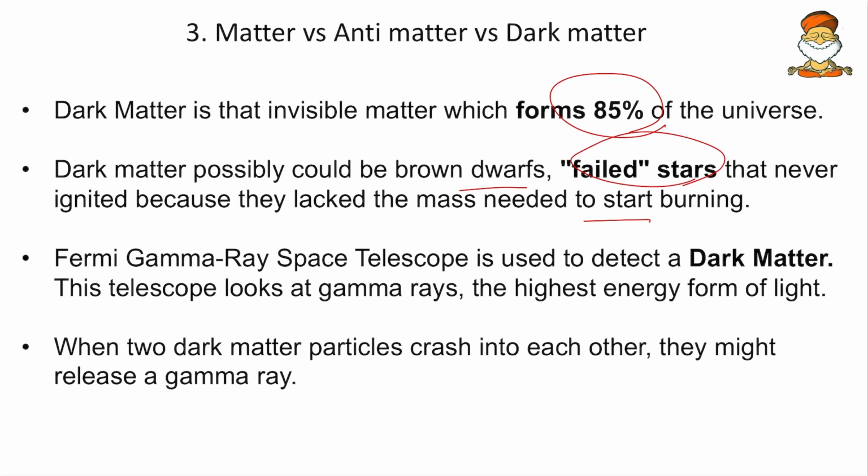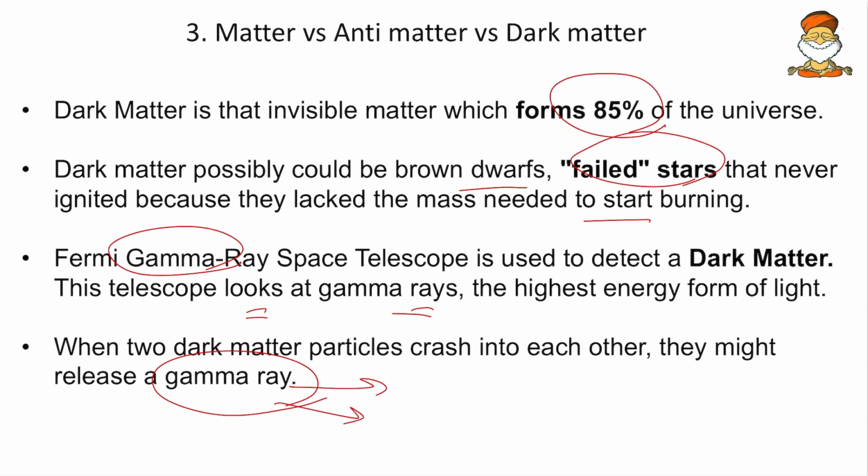Okay. And then the Fermi Gamma Ray Space Telescope is used to detect the dark matter, and this telescope looks at gamma rays, the highest energy form of light. So wherever gamma rays are being detected, it is an indication that dark matter is present over there. Friends, gamma decay, beta decay and alpha radiations, all these are emitted during radioactivity. So whenever we study the radioactivity chapter, we come across these alpha rays, gamma rays and beta rays. And when two dark matter particles crash into each other, they might release a gamma ray. So that is why we detect dark matter with the help of gamma rays.